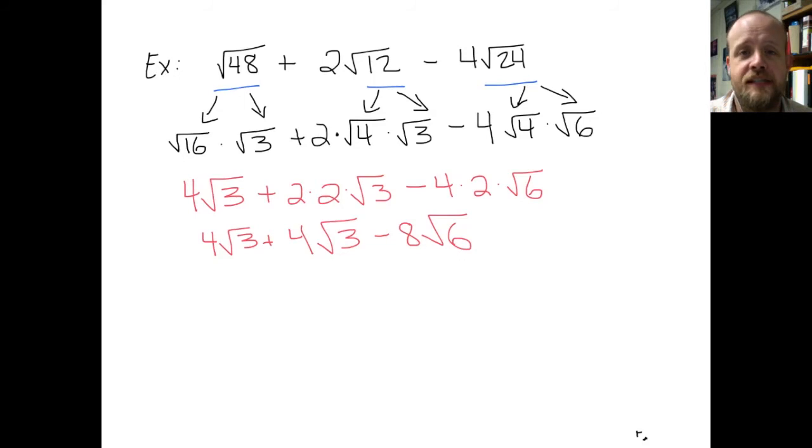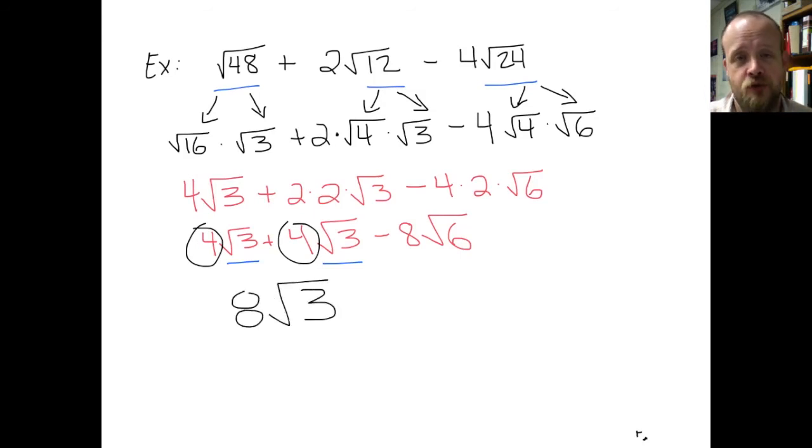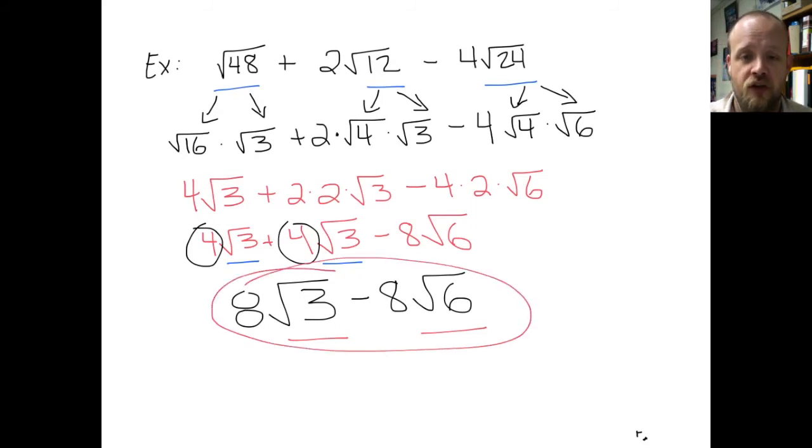Next, let's look and see what can we combine, what matches up. In this case, radical 3 matches on the first two terms, and we can combine them. We'll take our two coefficients, in this case 4, add those together, get 8, and we'll do 8 times radical 3. And we're subtracting 8 times radical 6. If we look at this next line, we'll notice that our two radicals are different. They no longer match. We're done. This is our final answer: 8 radical 3 minus 8 radical 6. That's it. That's all we have to do is simplify each radical and then combine everything we can together.